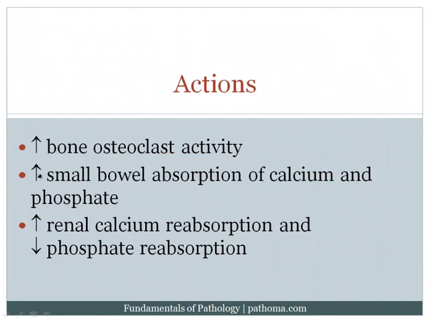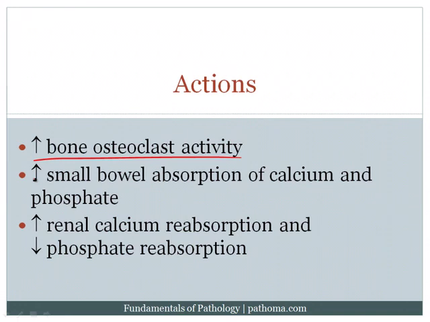First, it will increase the activity of bone osteoclasts. Now, recall that osteoclasts are the cells that resorb bone, and so when they resorb bone, both calcium and phosphate will be released into the blood. Now, one high-yield point here is that the PTH doesn't directly activate the osteoclast. It actually activates the osteoblast, which is the cell that lays down bone. And once it activates the osteoblast, that then goes and activates the osteoclast.